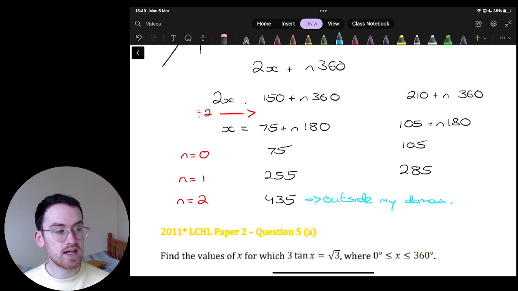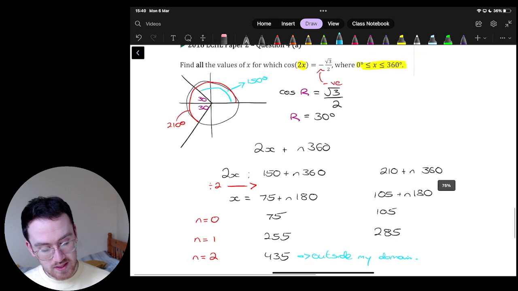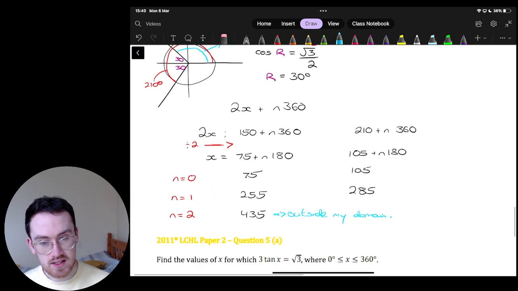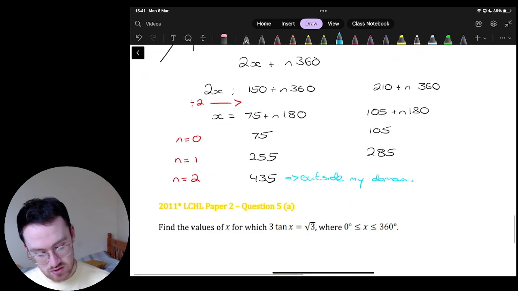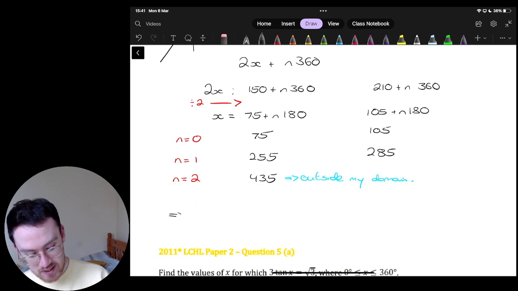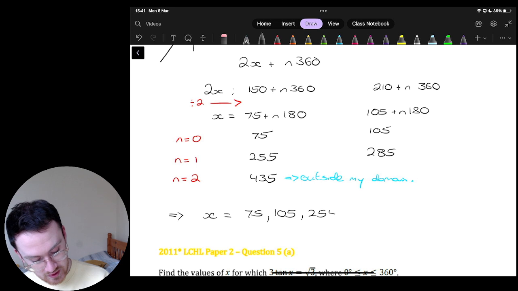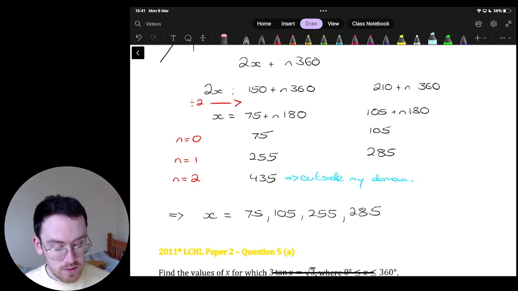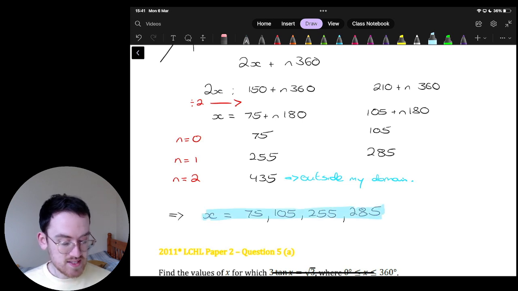Once we hit a value that's outside the domain, we are free to stop. Remembering that our domain in the question was 360, I've now hit a value outside 360 degrees, so I can't have any more answers. So my solutions for x are 75, 105, 255, and 285. Remember, we're looking for all the possible angles within the given range of 0 to 360 that would satisfy this equation.